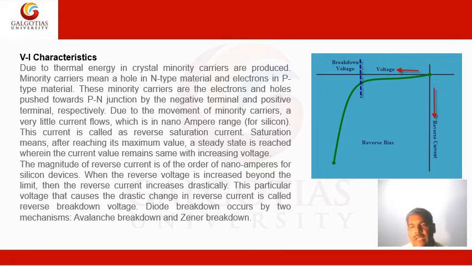As shown here in the graph, if we plot the VI characteristics of the PN junction diode in reverse bias condition, first a very little amount of current is flowing as we increase the voltage across the junction in the reverse direction. But at this specific value of the voltage, the current increases drastically. This particular voltage, at which the current increases drastically, is known as the breakdown voltage.